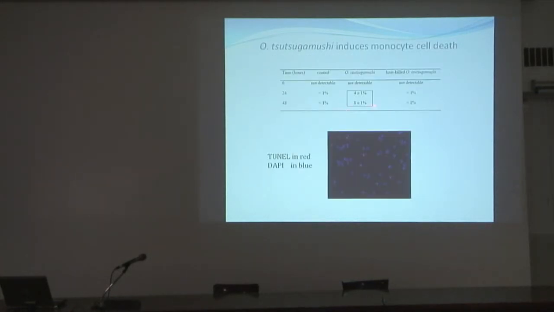And the table shows that Orientia can induce cell death in a minority of monocytes. About 5 to 10% of monocytes were apoptotic at 1 or 2 days post-infection.